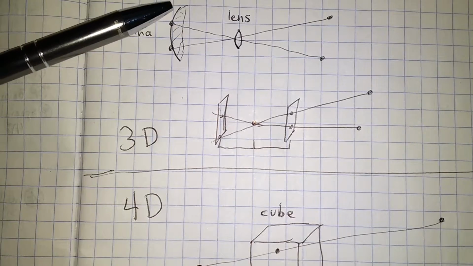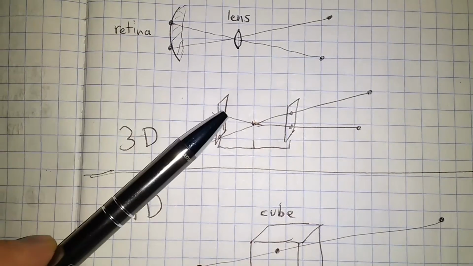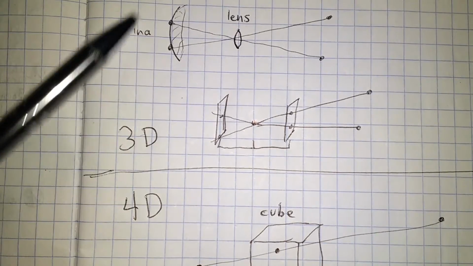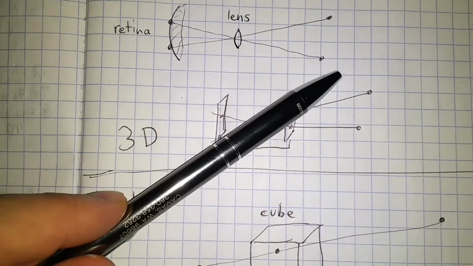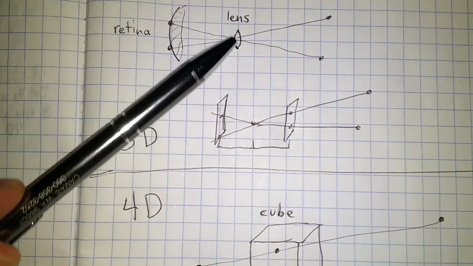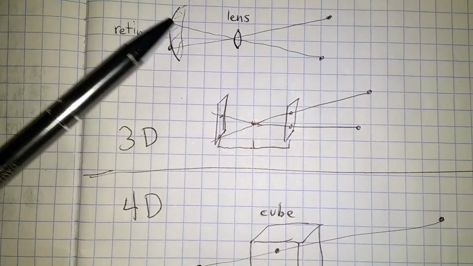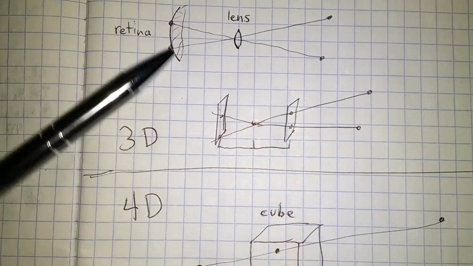Humans have a 2D retina. So when we're looking in a three-dimensional world, we'll see points in the 3D world that get projected through the lens in our eyeball and projected against our two-dimensional retina.